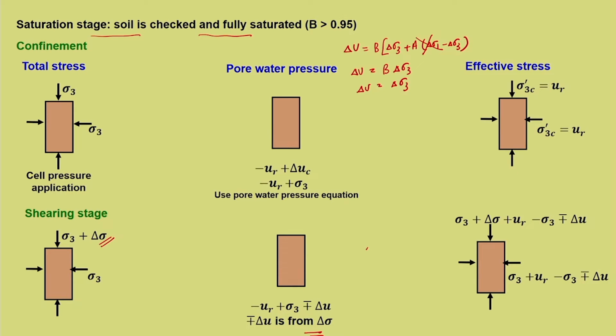So it is simple then, the effective stress will be this sigma 3 plus delta sigma minus this quantity. So that is what is shown here. Ultimately here sigma 3 gets cancelled off, UR plus minus delta U, and similarly here also sigma 3 gets cancelled off, so delta sigma plus UR plus minus delta U. So these are the different stages of the UU test and the kind of stresses in the soil sample.